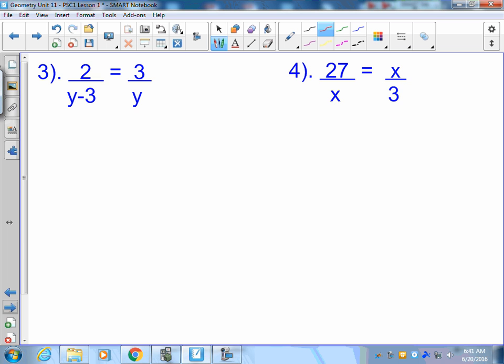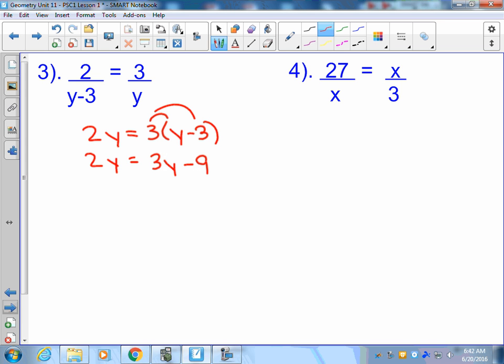Just some more cross multiplication. We have to be careful of what can happen. Notice that we can have a variable on both sides, and it allows us to do an extra step process-wise. So we cross multiply: 2y equals 3 times the quantity y minus 3. We have to distribute the 3. And then we solve.